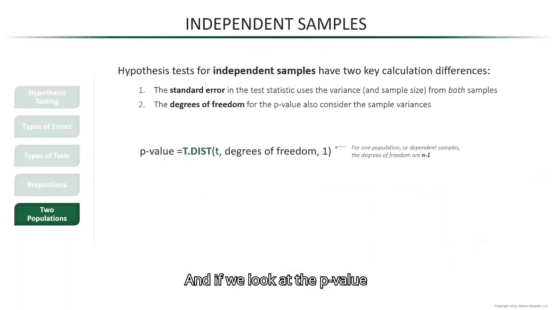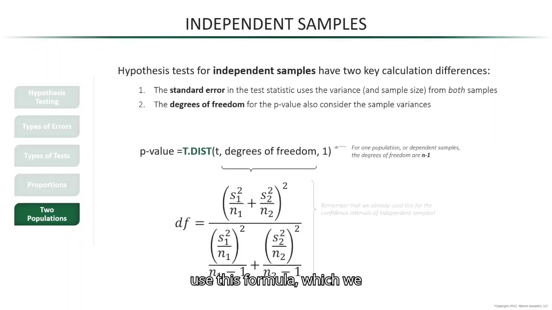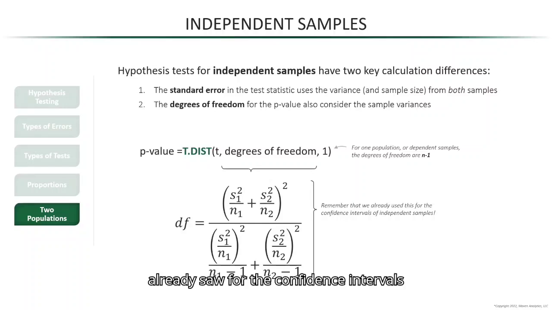And if we look at the p-value calculation, we'll still use t.dist, but for the degrees of freedom, instead of doing n-1, we'll use this formula, which we already saw for the confidence intervals for independent samples. So we already know how to calculate this and how to make it easier on ourselves by using Excel. But that's it. All the other steps in the hypothesis test are exactly the same.